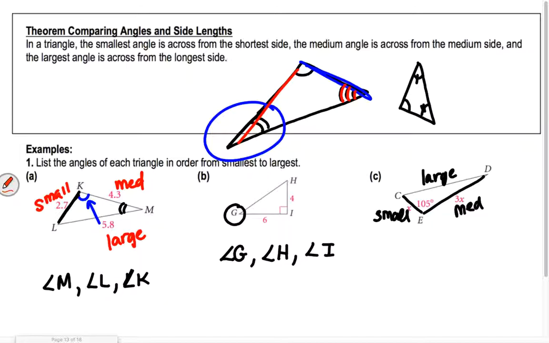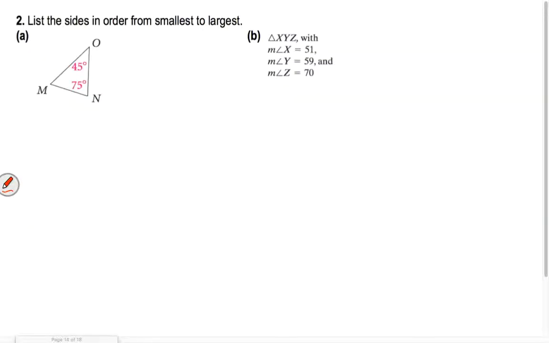So if I go across from the small side, I get my small angle. So I'm going to have angle D. Across from the medium side is my medium angle, angle C. And across from the large side is my large angle, angle E. So small, medium, large. Making sense? Really not that bad, right? All right, and then same thing with this one.